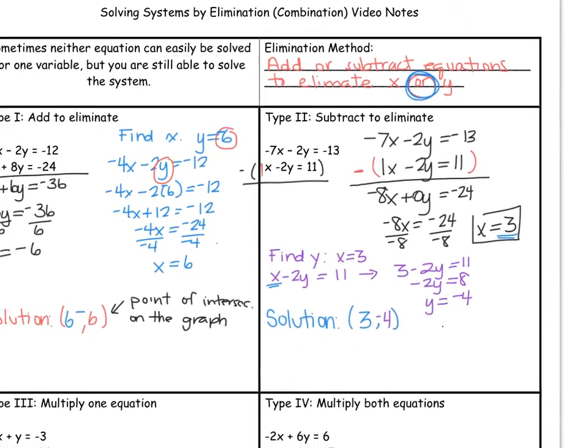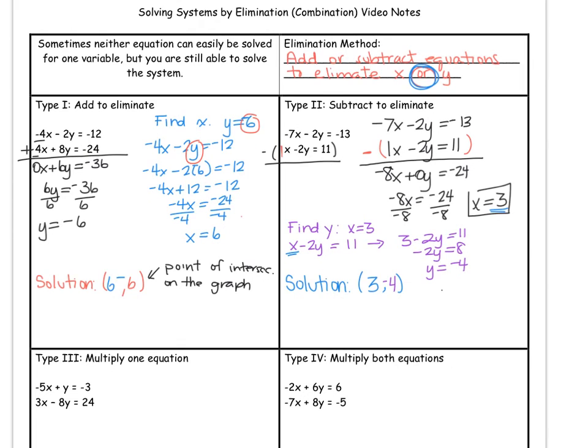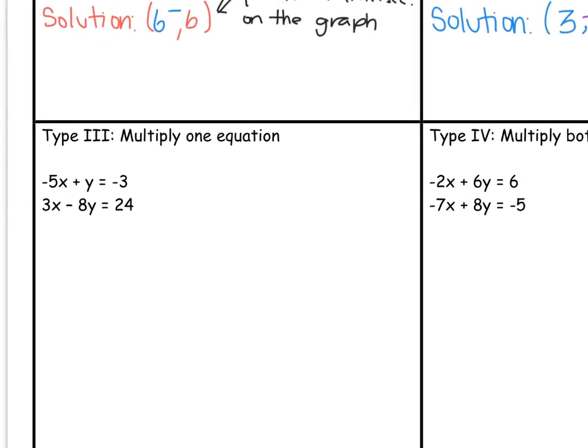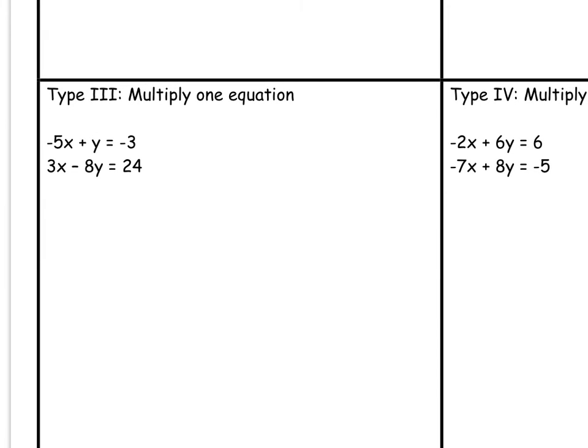So what we've done is we looked at two ways. First, we check to see if we can add. If we can, then do it. If we can't, then we have to check to see if we can subtract. We're looking for coefficients that are the same. And if neither of those methods work, then we have to multiply one equation.